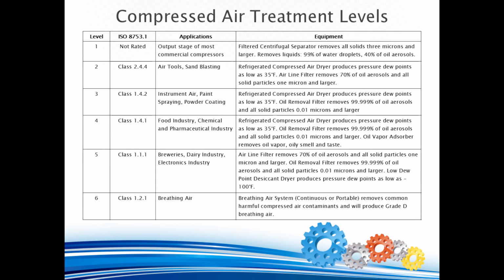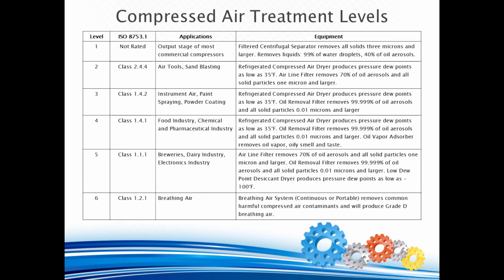Compressed air treatment levels. This table illustrates various treatment levels possible for various compressed air applications. Unless the compressor has been purchased specifically for an application-specific purpose and factory-fitted with filtration equipment, most commercial or shop air compressors are rated at Level 1 filtration and do not have an ISO 8573.1 classification. Most will be fitted with a filtered centrifugal separator that removes all solids 3 microns and larger, and also removes suspended liquids, 99% of water droplets and 40% of oil aerosols.